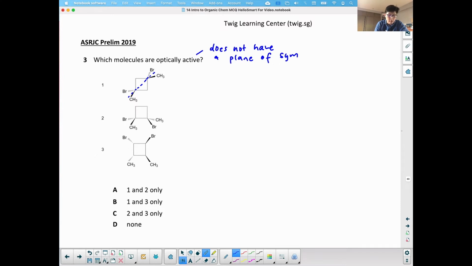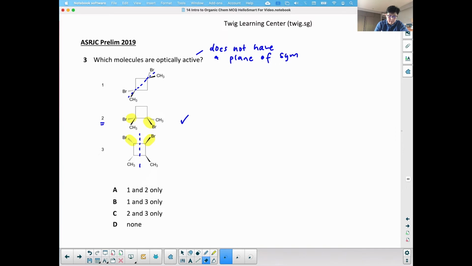This molecule, for question 2, doesn't have a plane of symmetry. Why? Because the Br here is behind the plane, and this Br here is in front of the plane, so it wouldn't have a plane of symmetry. You cannot say that this is a plane of symmetry. So I'll just remove it. There's no plane of symmetry, so this molecule will be optically active. In this molecule, is there a plane of symmetry? In fact, there isn't, because this Br is sticking out of the plane and this one is into the plane. So that is not a plane of symmetry.